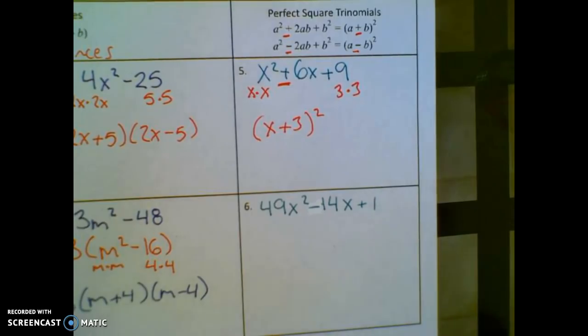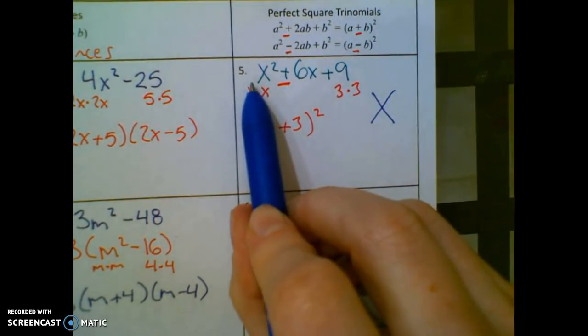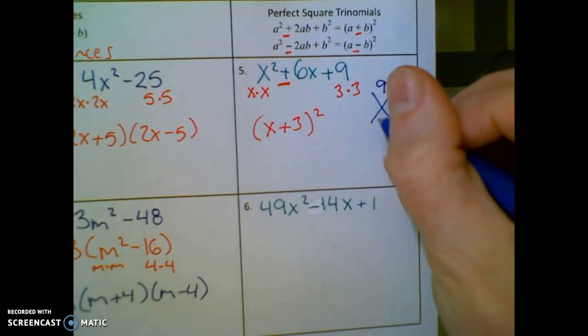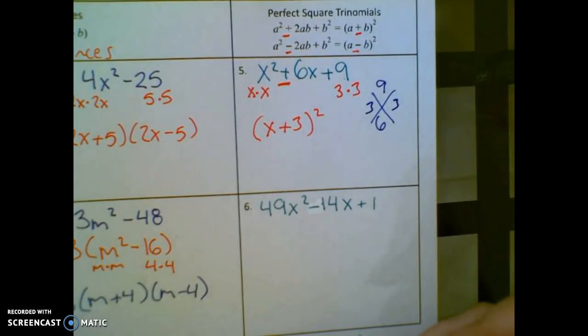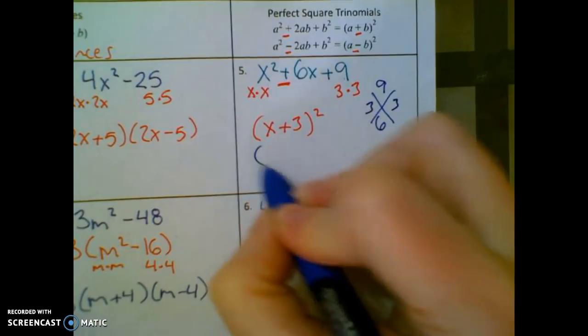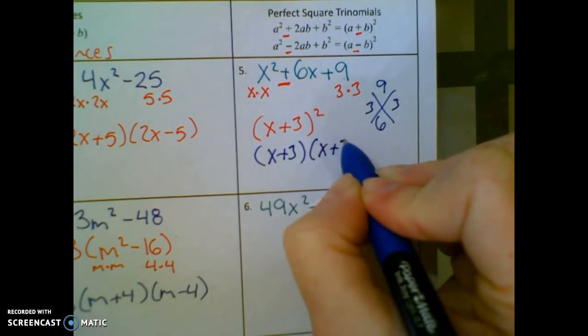Done. But this is not as obvious to spot right off the bat, so I'm going to show you that you can discover it without even using the formula. This has a leading coefficient of 1. What multiplies to be 9 but adds to be 6? Well, 3 times 3 is 9 and adds to be 6. I would have written this on my own without the formula as x plus 3 times x plus 3.